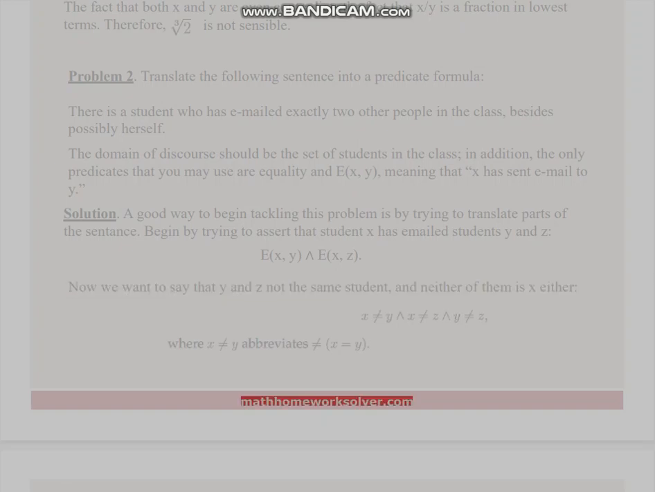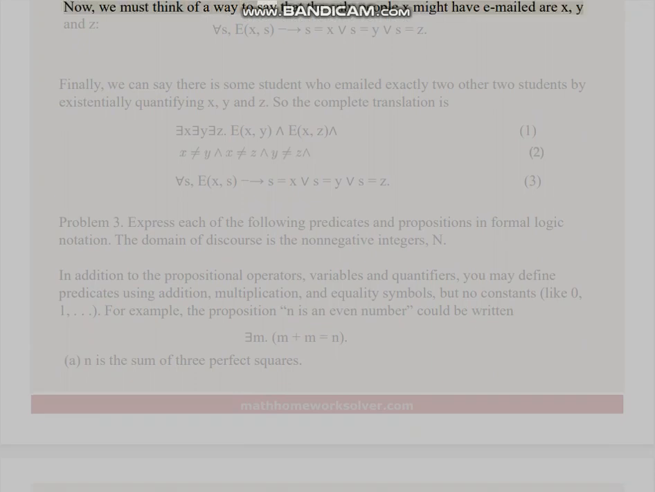Now, we must think of a way to say that the only people X might have emailed are X, Y, and Z: for all S, E(X, S) implies S equals X or S equals Y or S equals Z.